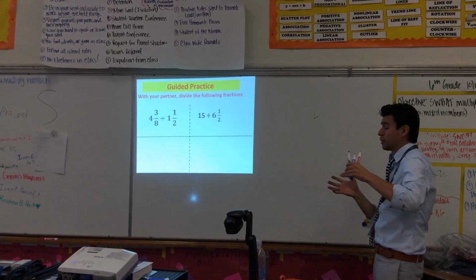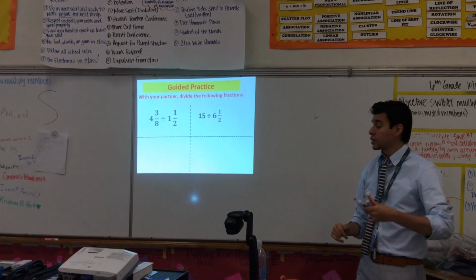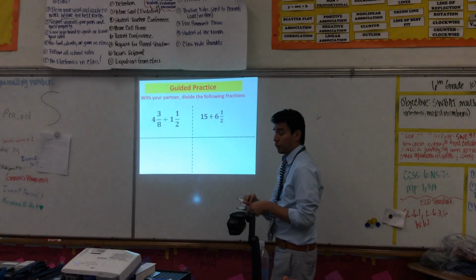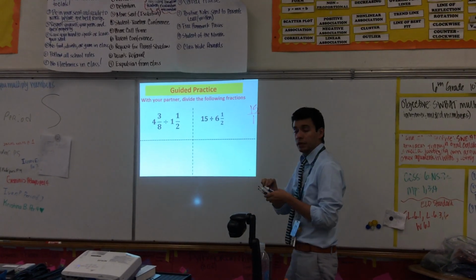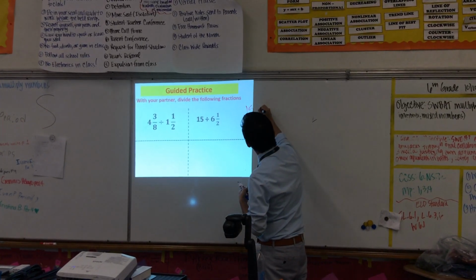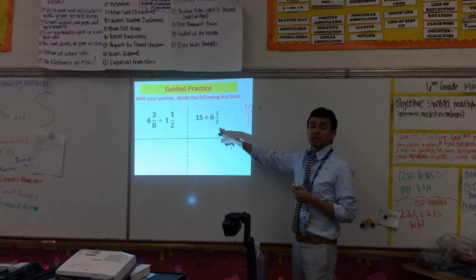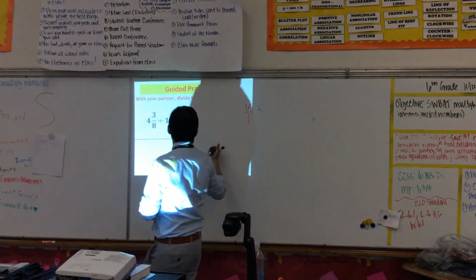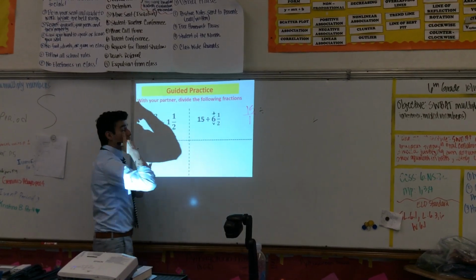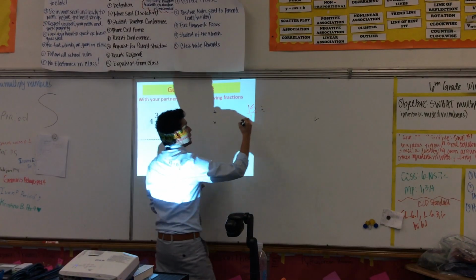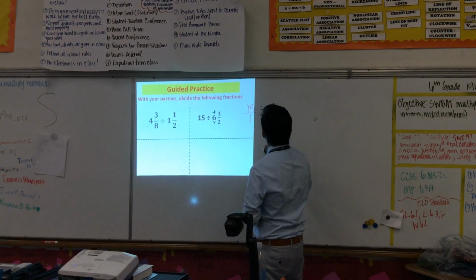Remember, if you're working with fractions, you need to make everything into a fraction. So in order for you to make the 15 into a fraction, you're going to put it over 1. Then you're going to put division. Change that mixed number into an improper fraction. You know the drill. 2 times 6 is 12. Plus 1 is 13. So it's 13 over 2.